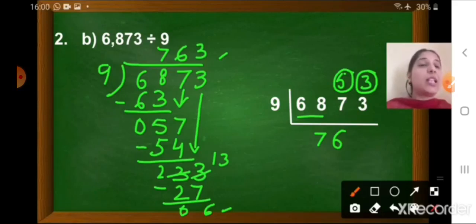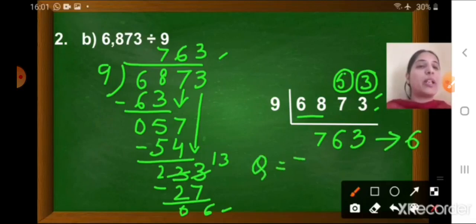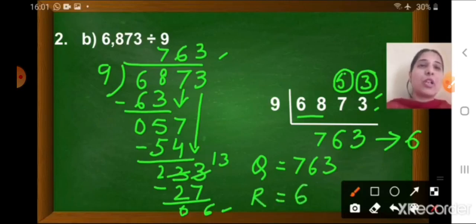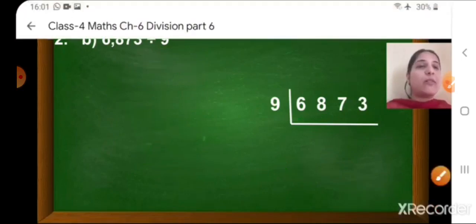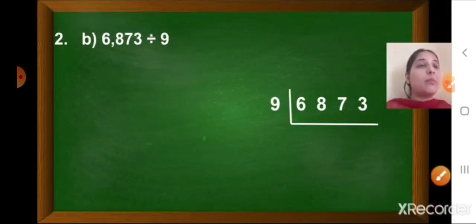So 9 3s are 27. Now we'll go for 9 3s are 27, because 9 4s are 36 will be more than 33. Now when that 27 is subtracted from that 33, we will get 6. So what does it show, children? It shows that the quotient obtained here is 763, whereas remainder is 6. Got it, children? So in this way we can divide by both the methods.